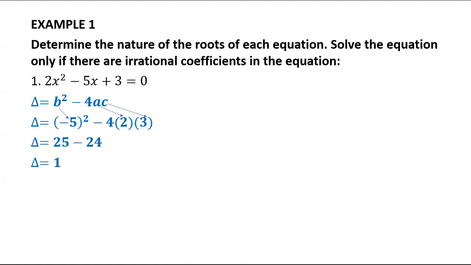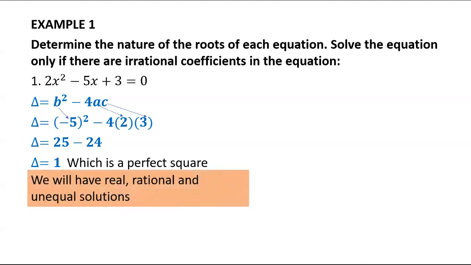So here, delta is equal to 1, which is a perfect square, by the way. That 1 is a perfect square. And can we agree that 1 is also greater than 0? So we'll have two unequal solutions. And the fact that it's a perfect square means they'll be two unequal solutions that are rational. If it's a perfect square, solutions will be rational. See? Easy. Okay, let us see if this is true. Let's solve for that equation.